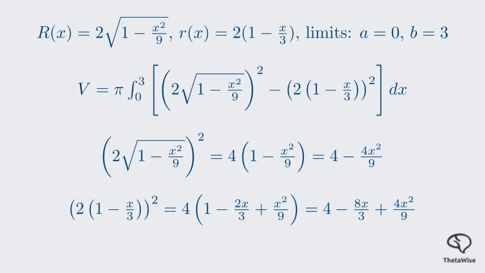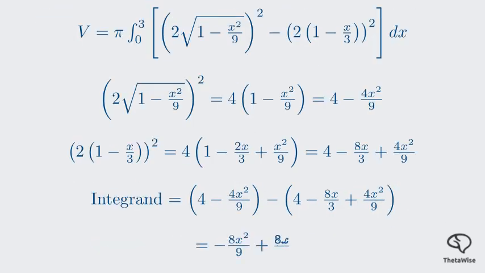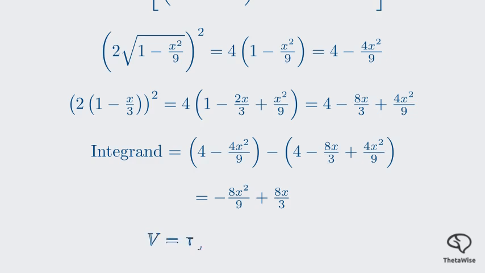Now we subtract the inner term from the outer term. The integrand simplifies to negative 8x squared over 9 plus 8x over 3. Notice the 4's cancel out. So our simplified integral is V equals pi times the integral from 0 to 3 of negative 8x squared over 9 plus 8x over 3 dx. This is much easier to integrate. Now we integrate term by term.